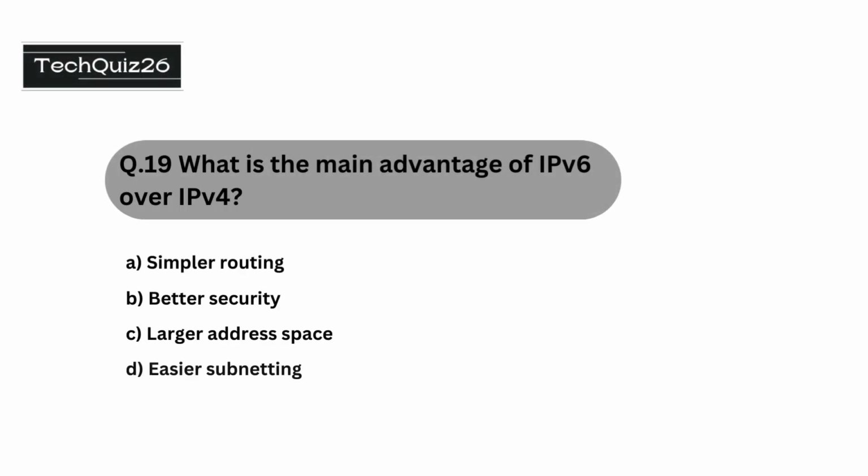Question number 19 is, what is the main advantage of IPv6 over IPv4? The options are simpler routing, better security, larger address space, easier subnetting. The correct option is larger address space.